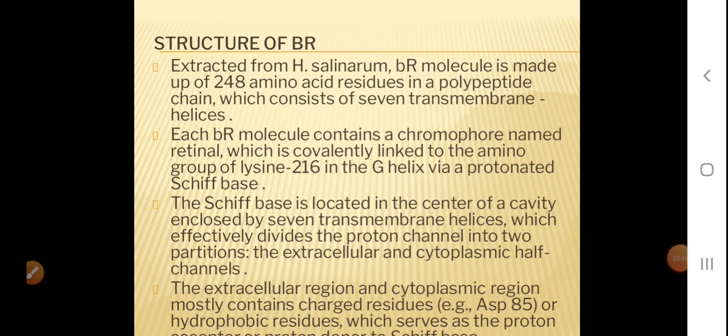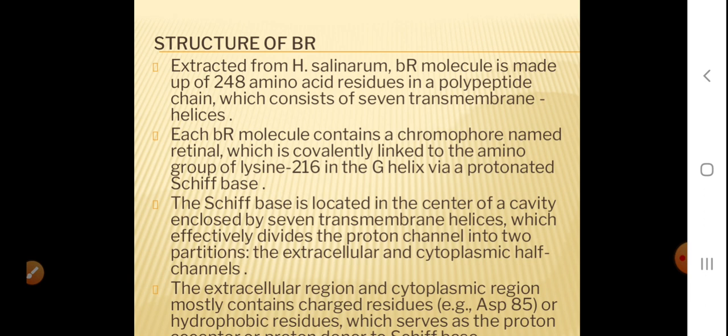Now, when you come back to the structure of bacteriorhodopsin, as you know, we are talking about the bacteriorhodopsin which is extracted from Halobacterium salinarium. Fine. This is made up of 248 amino acid residues in a polypeptide chain which consists of 7 transmembrane helixes. So each Br molecule contains a chromophore named retinal, which is covalently linked to the amino group of lysine 216 in the G helix via a protonated Schiff base.